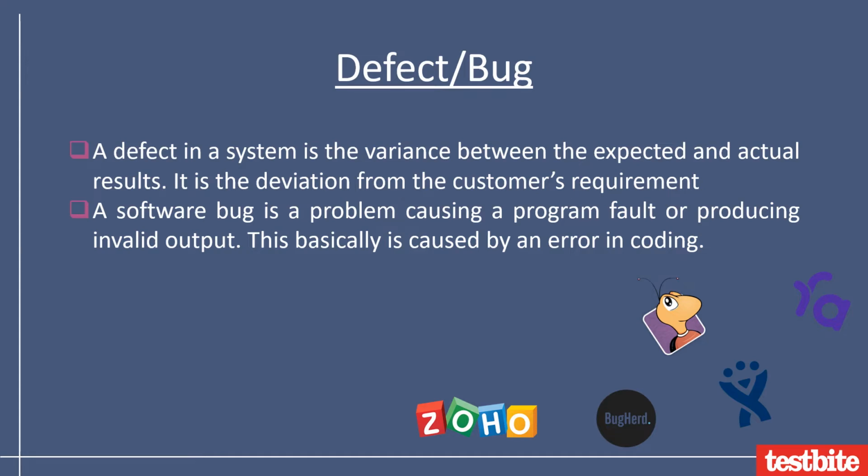Okay, let's do a quick recap on defects and bugs. It sounds similar but it has its own definitions. Understanding a defect and a bug is very important. So, a defect in a system is the variance between the expected and actual results. It is the deviation from the customer's requirement, whereas a software bug is a problem causing a program fault or producing invalid output. This basically is caused by an error in coding.